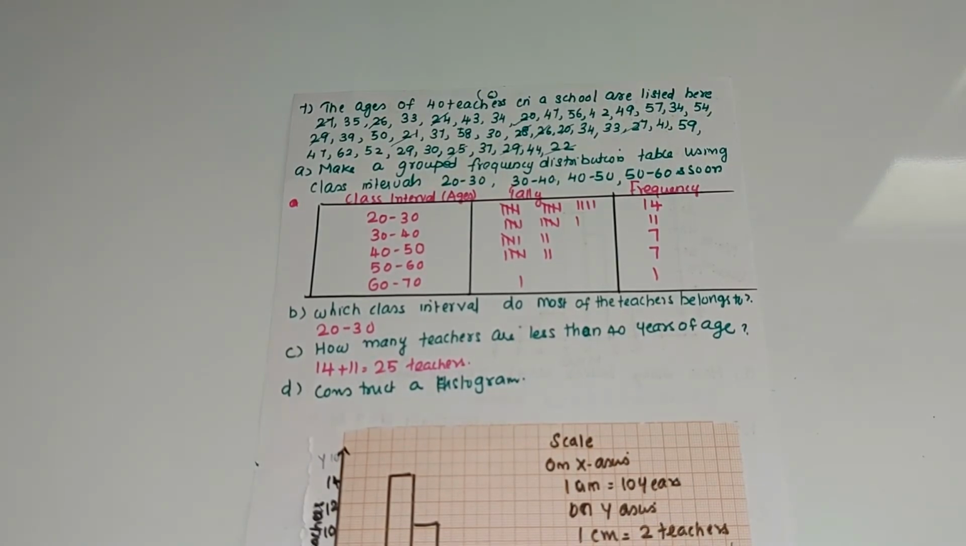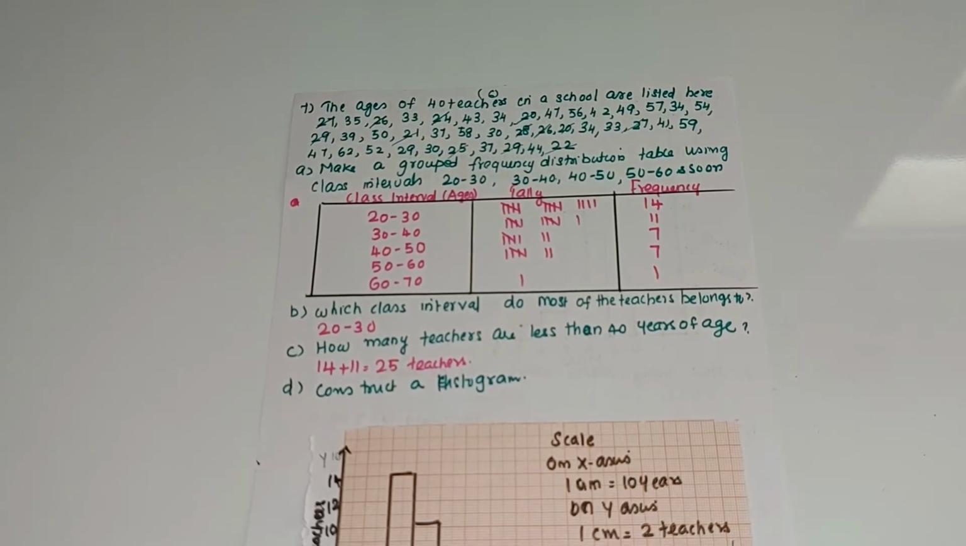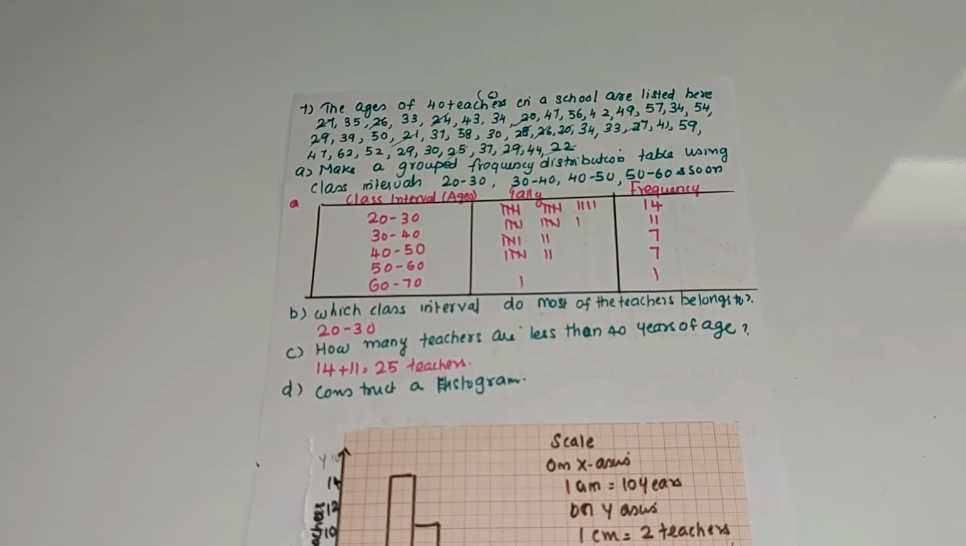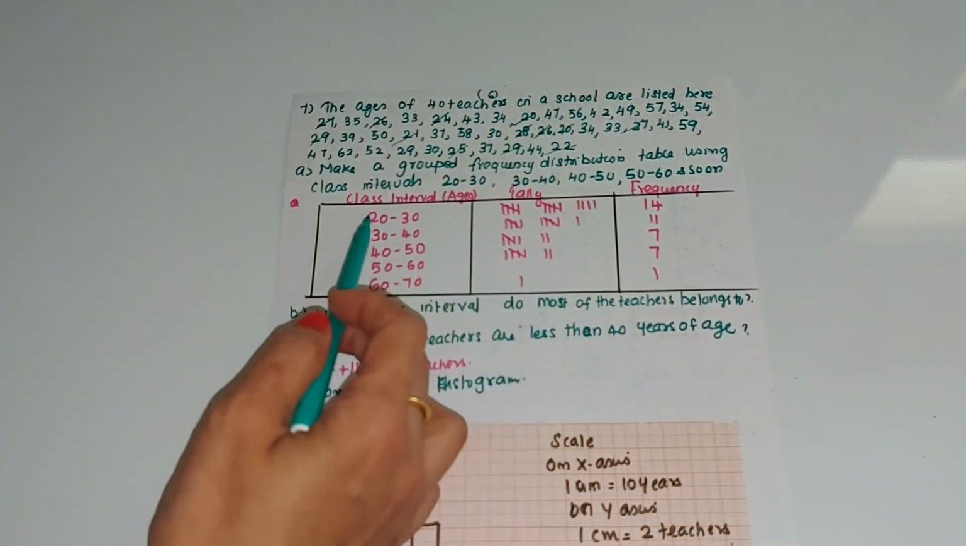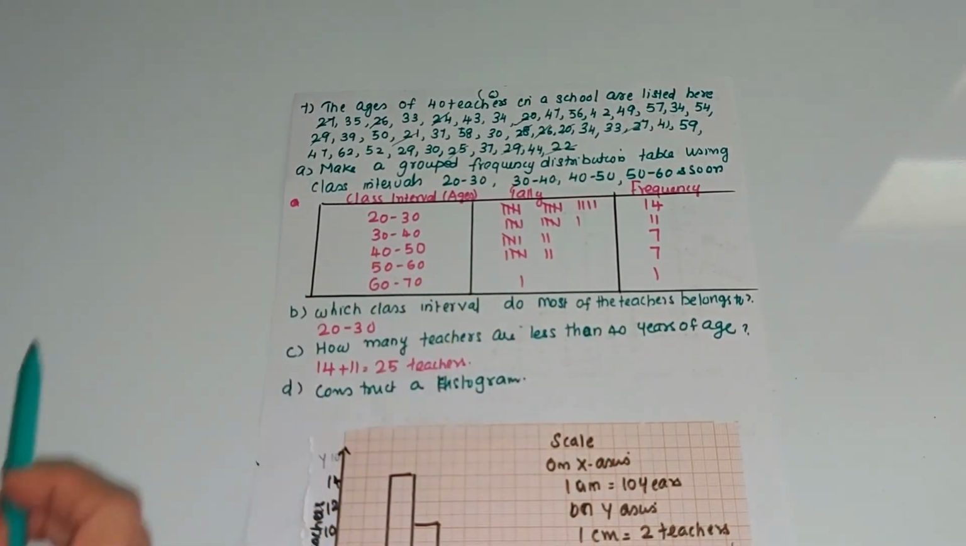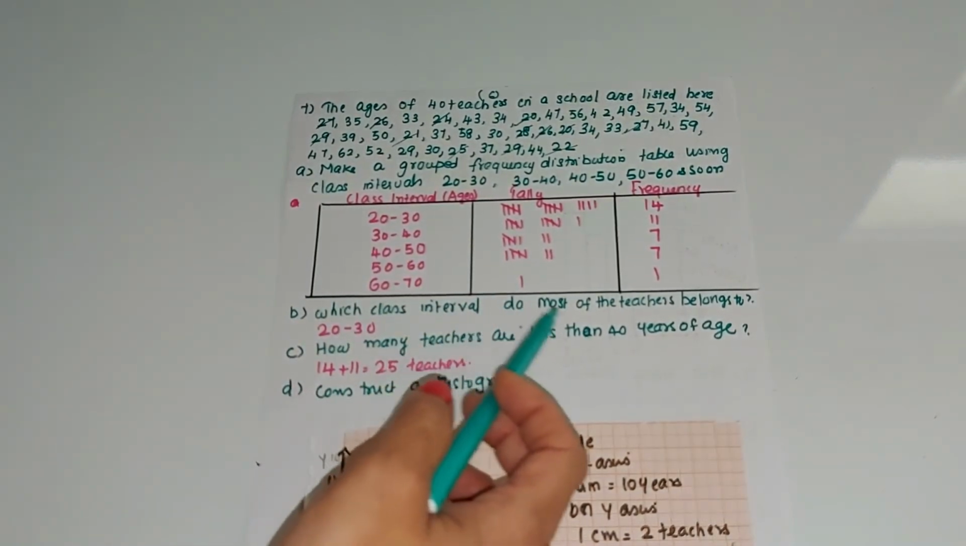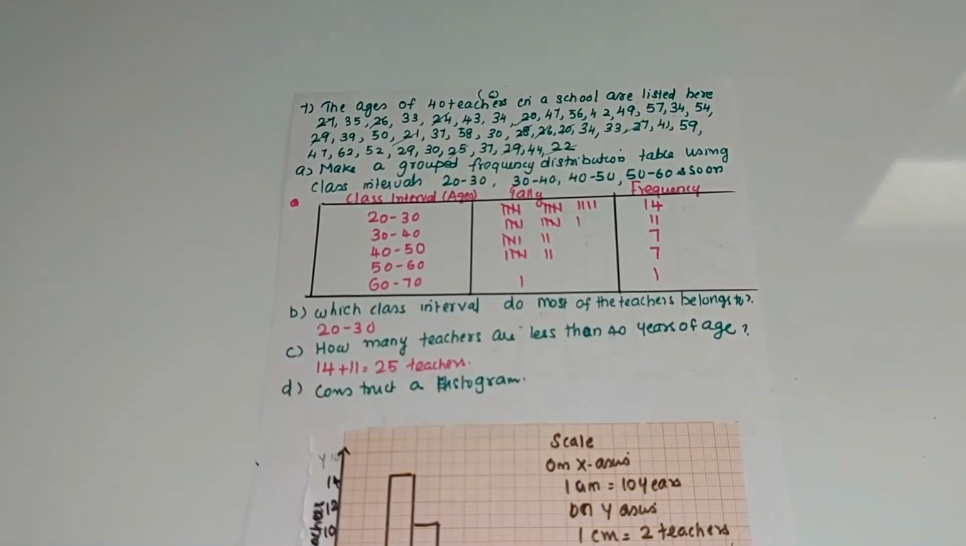Now using this frequency distribution table we can draw the histogram and we can answer this question: which class interval do most of the teachers belong to? From this frequency table you can understand there are 14 teachers whose age is lying between 20 and 30. So this is the biggest class. So the class interval most teachers belong to is 20 to 30.